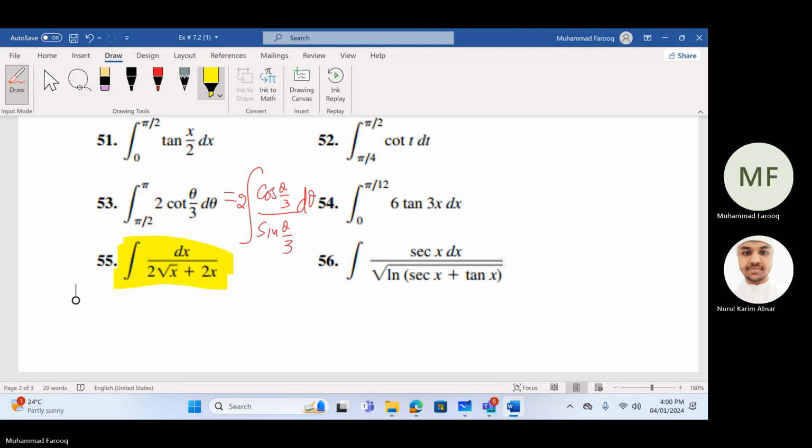You also have to check 55, okay? You have 55, yes? Okay. We cancel it. Exactly, good. And don't forget, because when we take derivative, it's secant x dx. Very good.